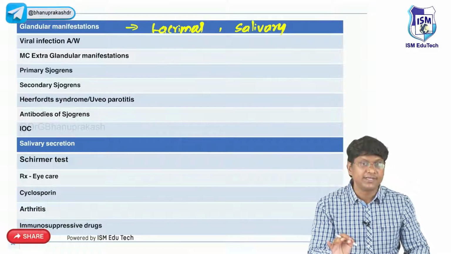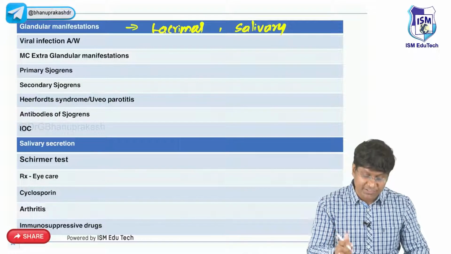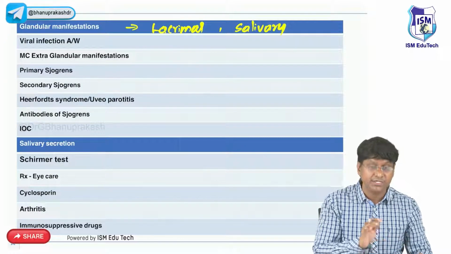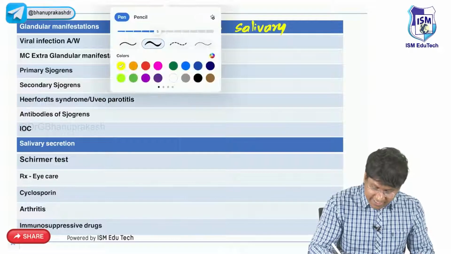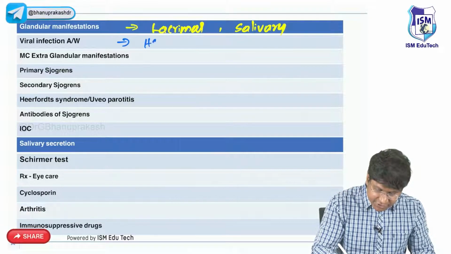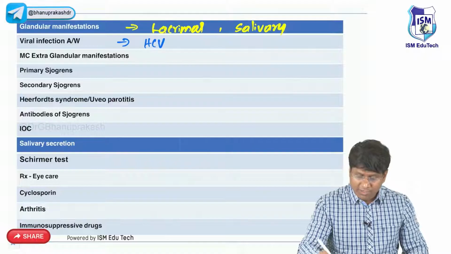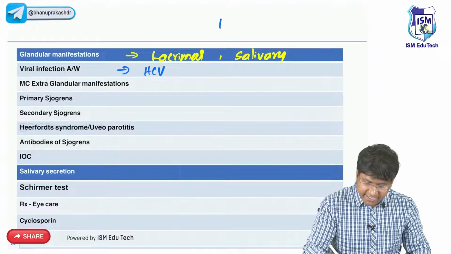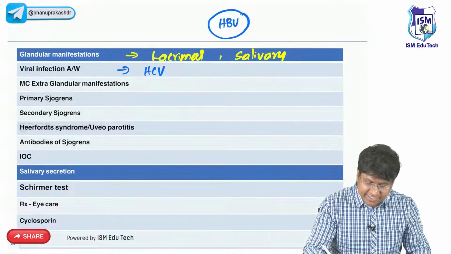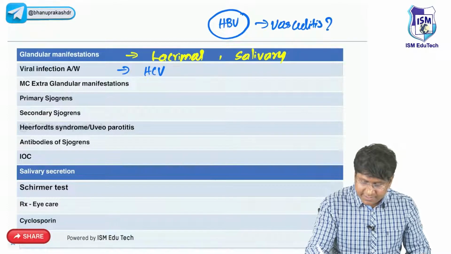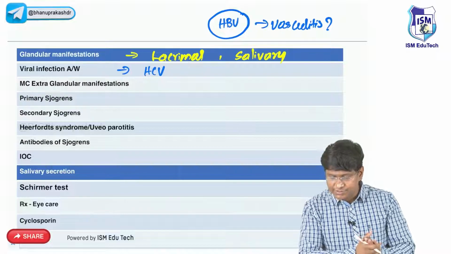Now very important is, what is that particular viral infection which is associated with the development of Sjogren syndrome? The viral infection is the HCV infection. Okay, what about HBV? Just now we have discussed hepatitis B virus. It is associated with which form of vasculitis?